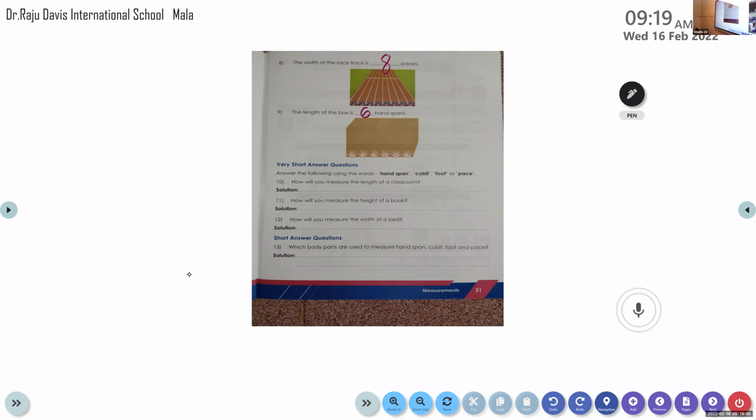Which one will you use? Length of the classroom or length of the room. We have handspan, cubit, foot, or pace. Which one? Yes, tell me. Foot, yes. You can use a foot or pace, no? You can use a foot or pace.